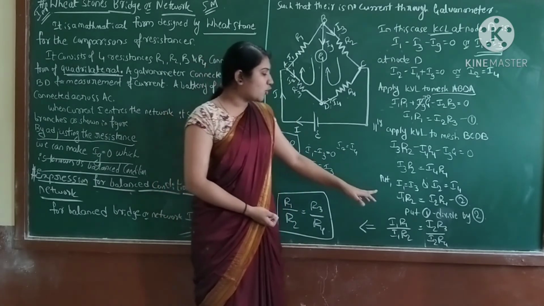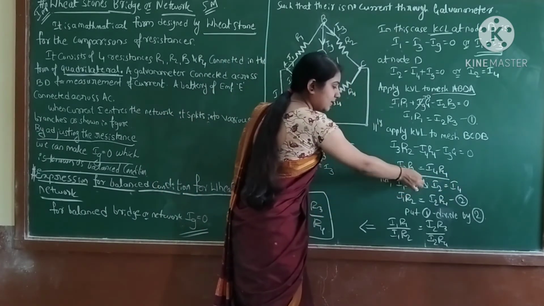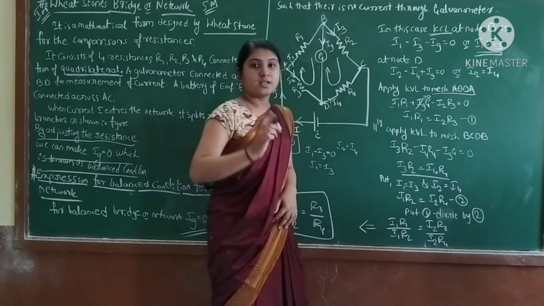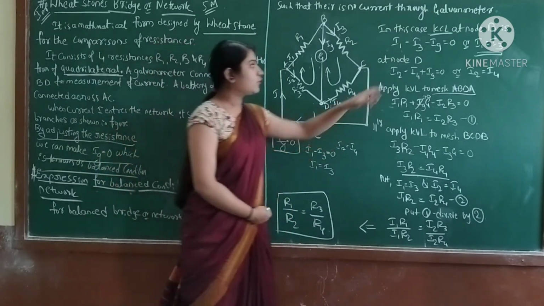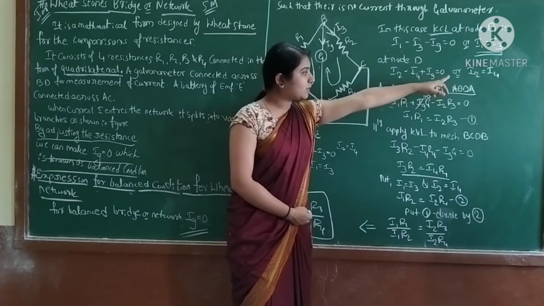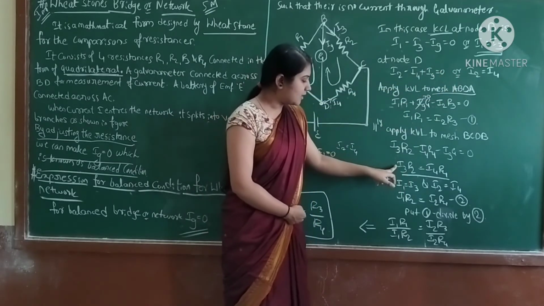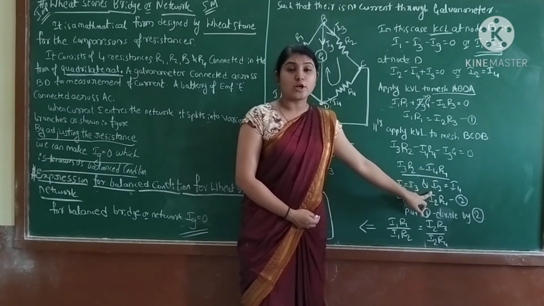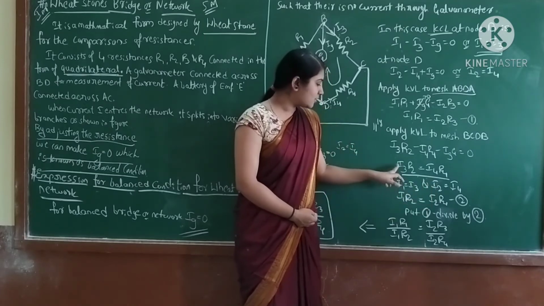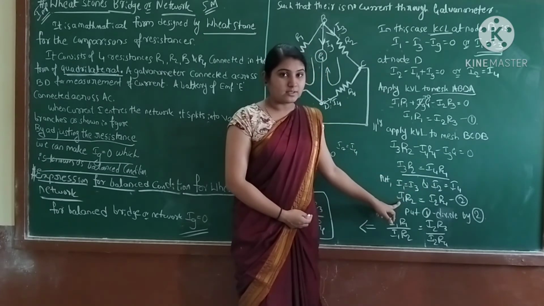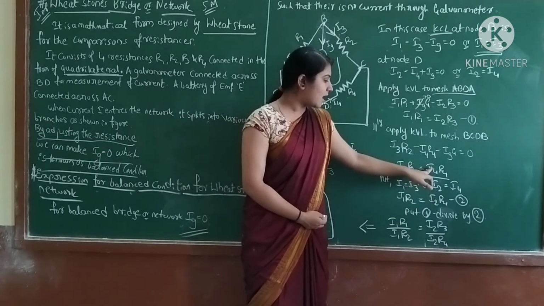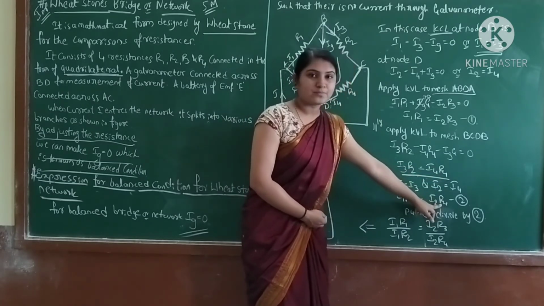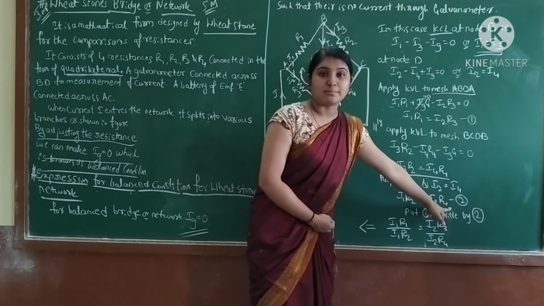Understood? So what you do here in this equation is put I1 is equal to I3 and I2 is equal to I4. We are just changing the currents. From this, I1 is equal to I3 and I2 is equal to I4. Here, put I3 as I1 and I4 as I2 in order to balance. Then what will you get? I1 into R2 is equal to I2 into R4. Take it as equation number 2.